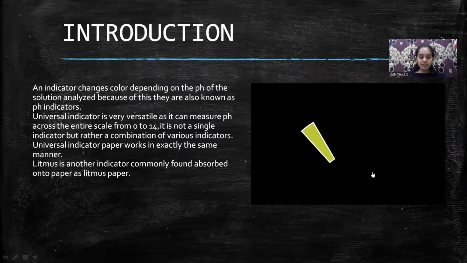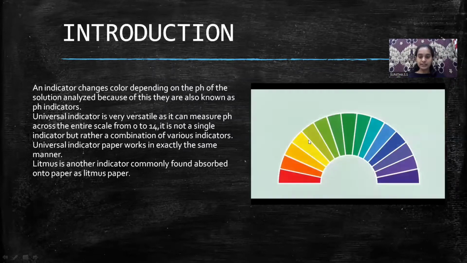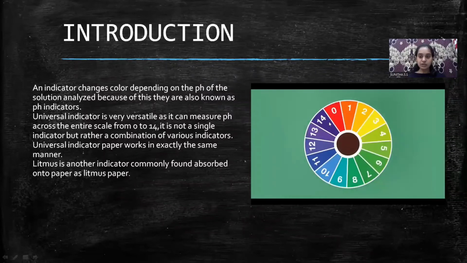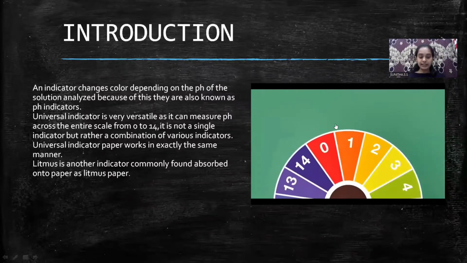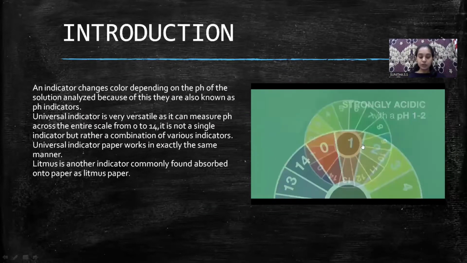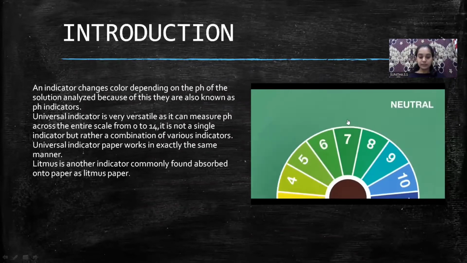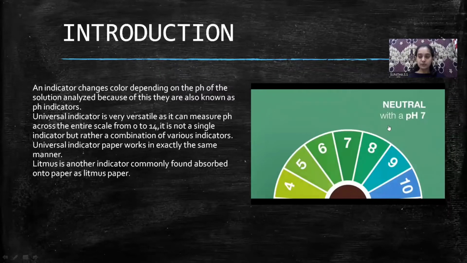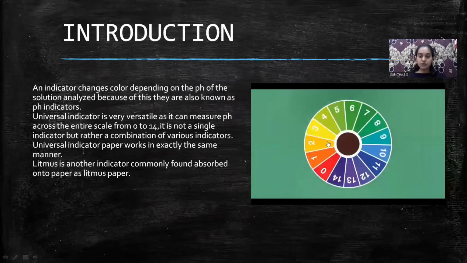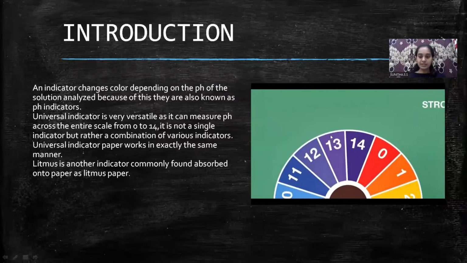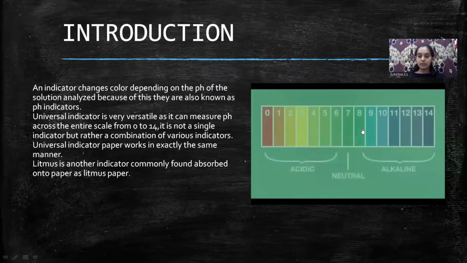If we look at the color changes of universal indicator according to the pH of a solution, it resembles a rainbow. If the universal indicator solution turns red, it indicates a strongly acidic solution with a pH of 1 to 2. If the universal indicator changes color to green, it means that the solution is neutral with a pH of 7. If the universal indicator solution turns dark blue or purple, it means that the solution is strongly alkaline with a high pH.